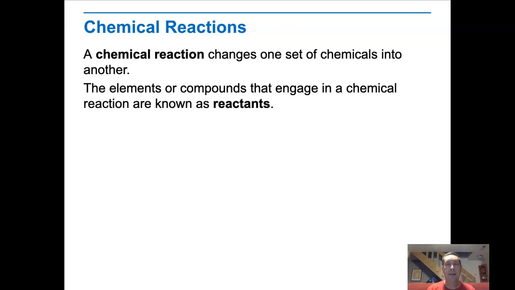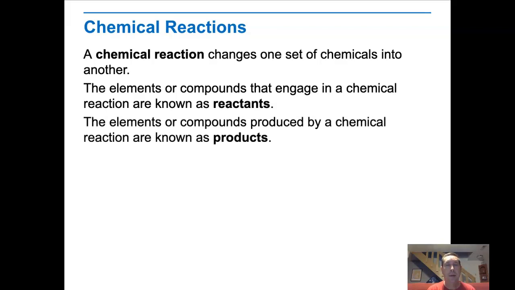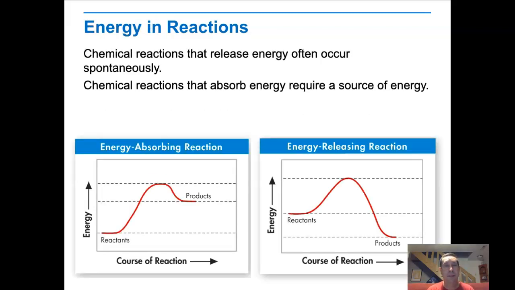Elements or compounds that engage in a chemical reaction are known as reactants. They're the things that we start out with. They're on the left side of the chemical equation. Elements or compounds produced by a chemical reaction are known as the products. They're what we end up with. They're on the right side of the chemical equation.